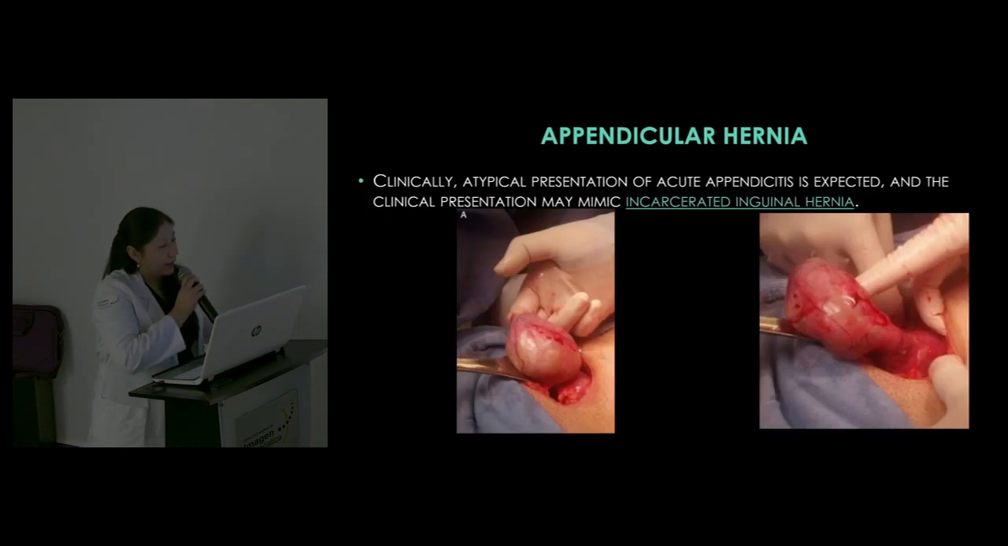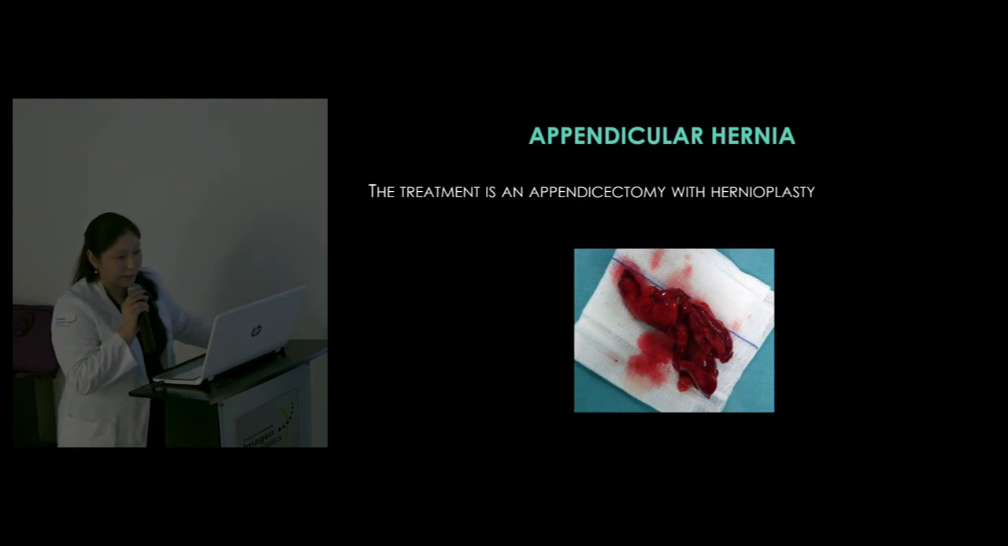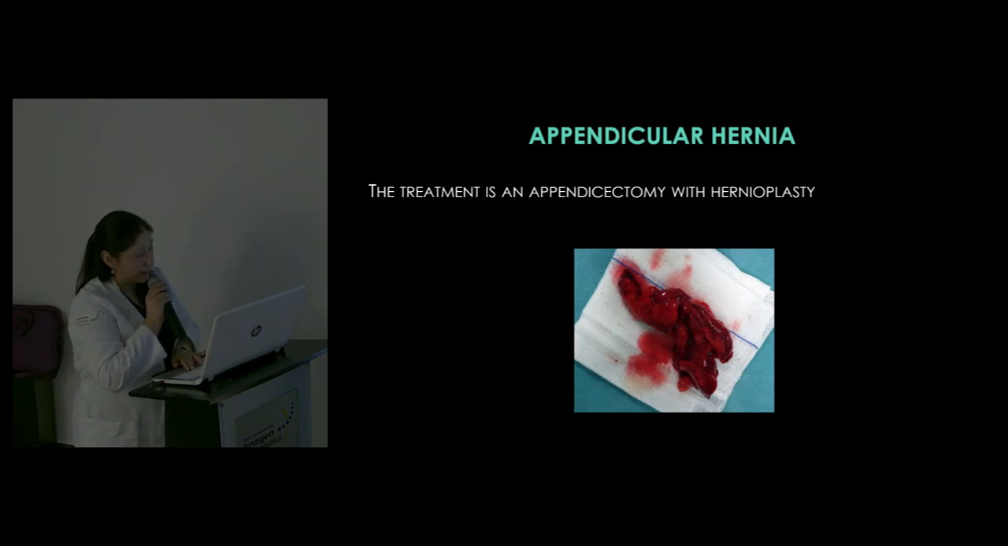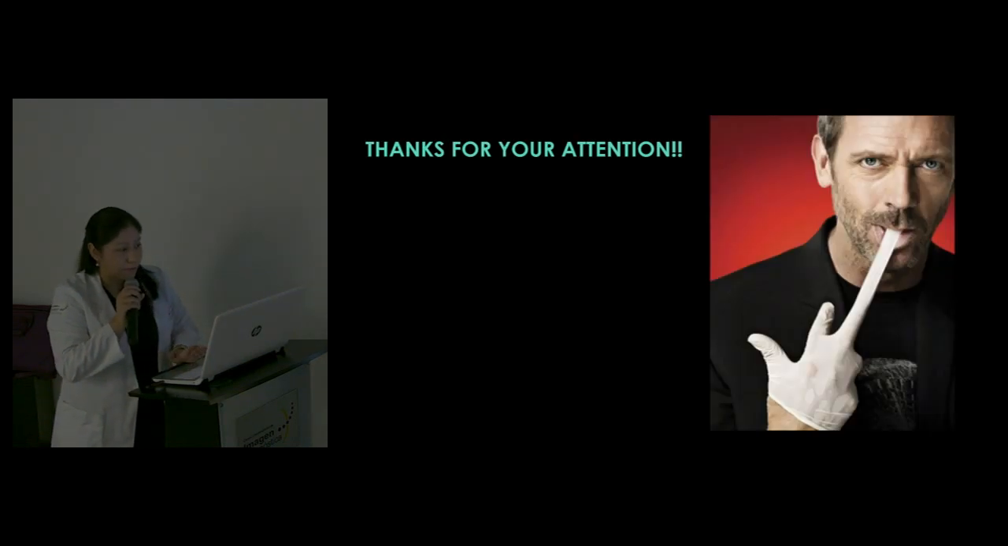Clinically, a typical presentation of acute appendicitis is suspected, and the clinical presentation may mimic an incarcerated inguinal hernia, and it's not until surgery that we can get the correct diagnosis. The treatment is an appendectomy and a hernioplasty, and in the image we can see a surgical piece of a patient. So, in conclusion, these entities are very infrequent, very rare, and it caught my attention that my patient has two of these entities. That's why I found this case very interesting. And that's all on my part, thank you very much.